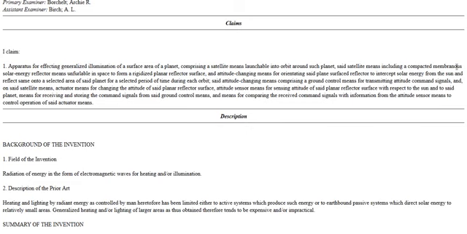Said satellite means including a compacted membranous solar energy reflector means unfurlable into space to form a rigidized planar reflector surface. An attitude changing means for orientating said plane surface reflector to intercept solar energy from the sun and reflect same onto a selected area of said planet for a selected period of time during each orbit. Do you understand that this right here means they can affect when the sun comes up and goes down? Does everybody remember when the days seem to get shorter? Does everyone seem to remember when time sped up?